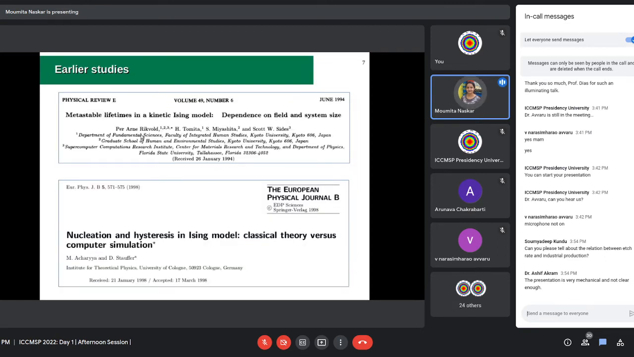In that paper, the authors studied the dependence of metastable lifetimes on field, system size, etc. in the kinetic Ising model. Here also, the authors explored nucleation and hysteresis in the kinetic Ising model. And here also, the authors studied the dependence of metastable lifetime on field, system size, etc. in the kinetic Ising model.